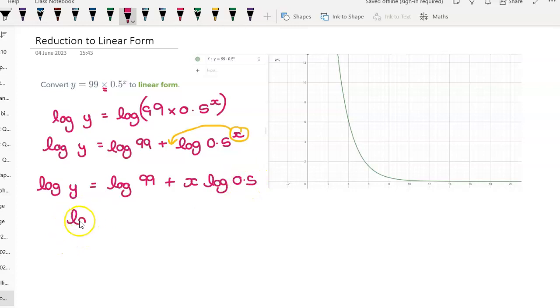Right, now I'm going to write this in the form log y. I'm just going to move these round so I've got my x bit at the front. You don't have to do this, but you'll see why I'm doing it in a minute. So all I've done is wiggle around the order there.